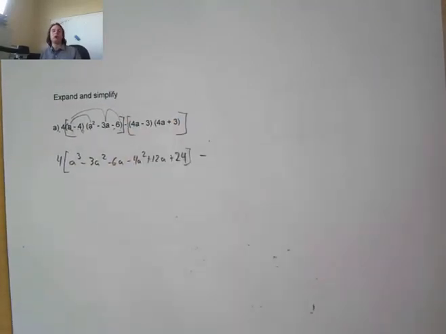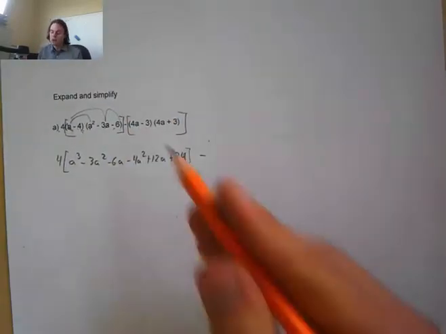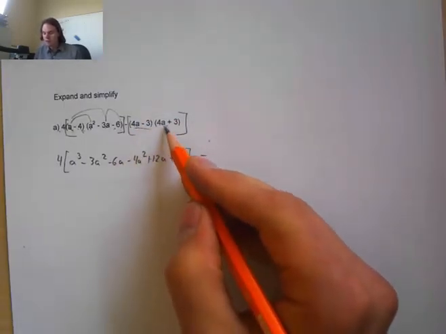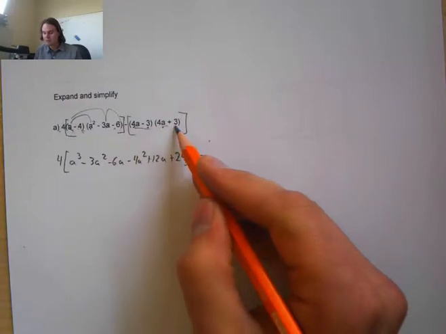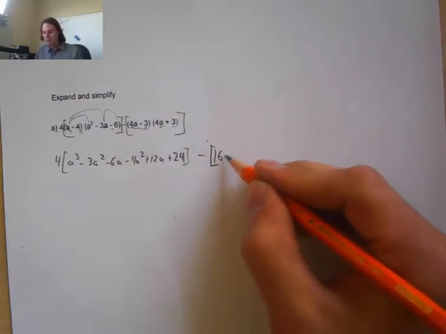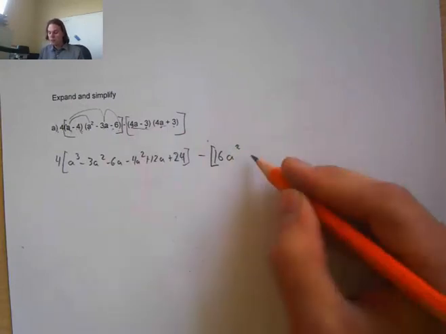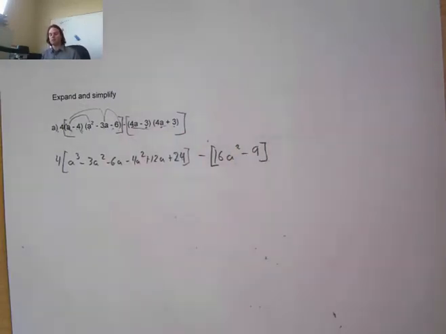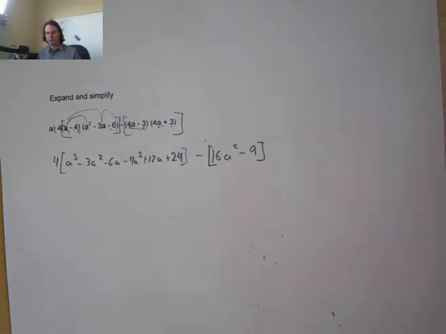Now, we want to subtract this one here. Well, we have to multiply and expand this side now. So I go 4a multiplied by 4a. This is easy. Look at this. This is the same as this, and there's just a difference. So that's going to be, remember from last time, 16a squared minus 9. There we go. Okay. There's a little shortcut for that one.